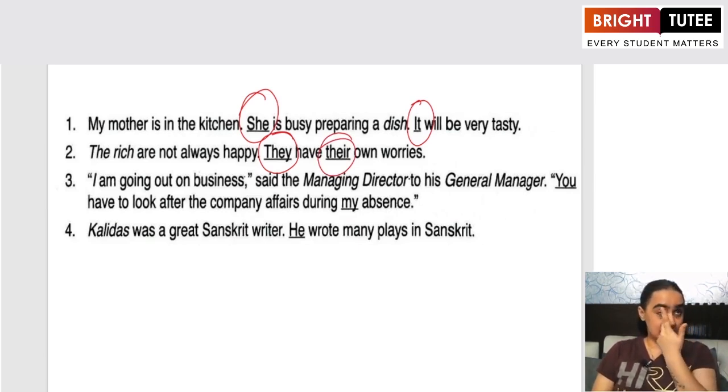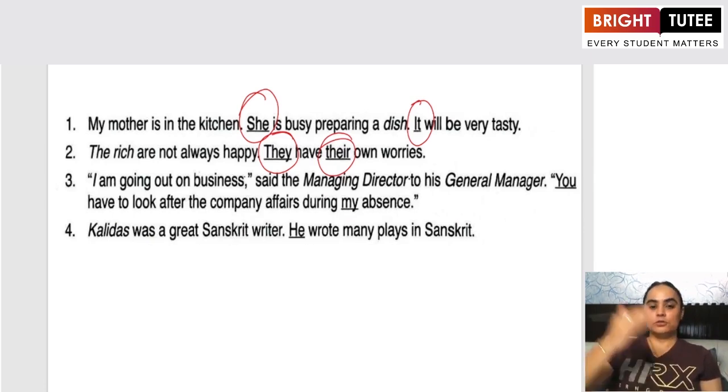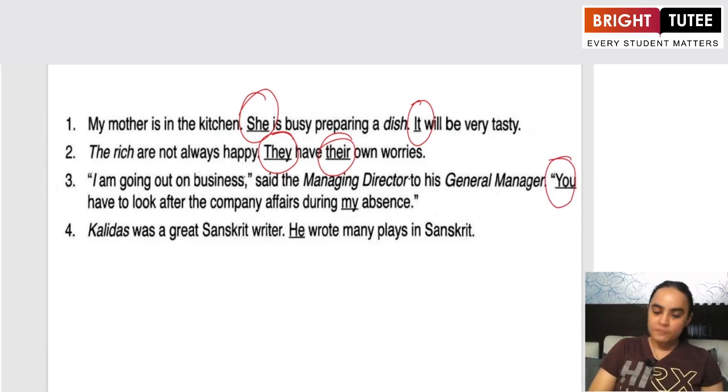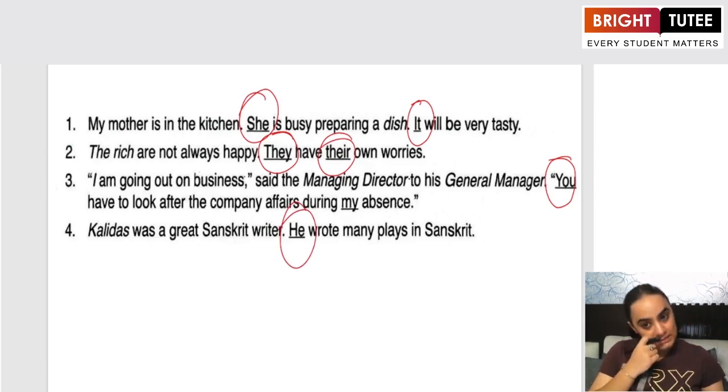The third sentence as given in your book says, I'm going out on business, said the managing director to his general manager. So the managing director said to the general manager. Now what is the pronoun I can use for the general manager if the manager is talking to him? You. You have to look after the company in my absence. Similarly, Kalidas was a great writer. What pronoun can I use for Kalidas? He. He wrote many plays in Sanskrit.